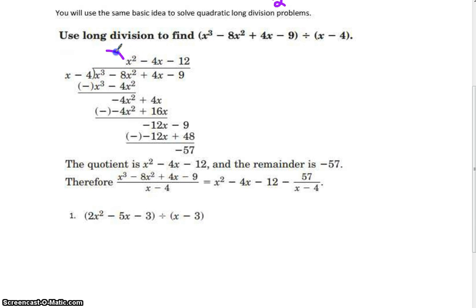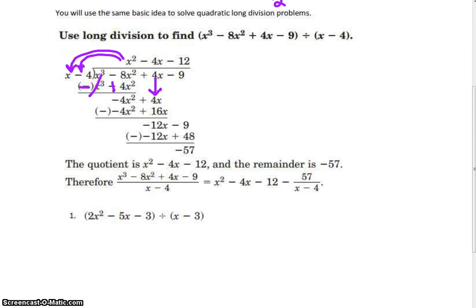So then you take that x squared and you multiply it by everything right here. And so they get x to the third minus 4x squared. So then you're going to take what's there and you're going to subtract that. So basically think of it as leave change opposite. So we're going to have minus this and plus this. So negative 8x squared plus 4x squared gives you a negative 4x squared, and these cancel. Then you bring down your 4x and you do it all again.